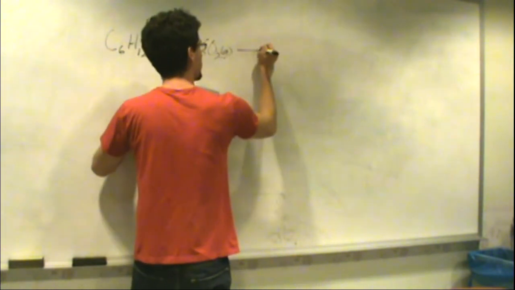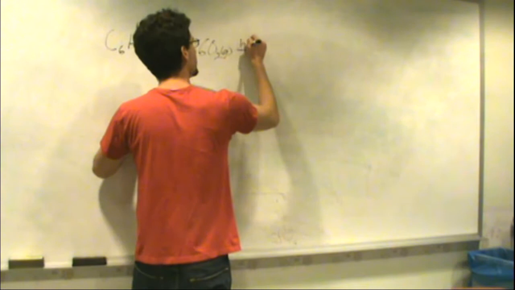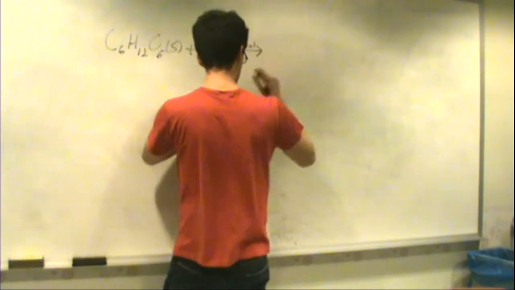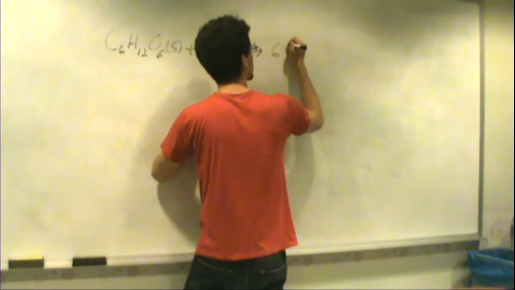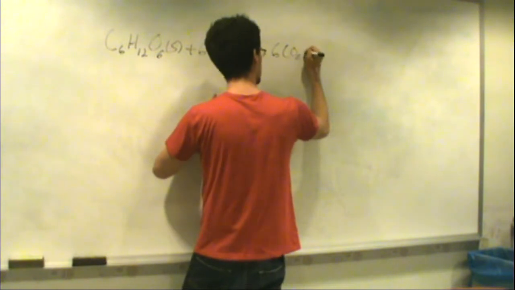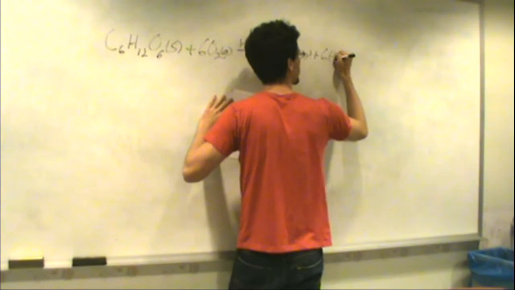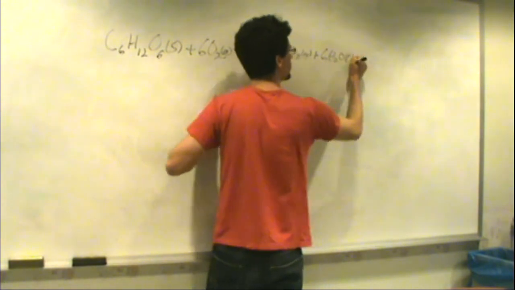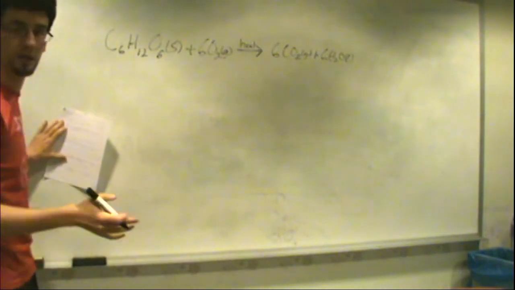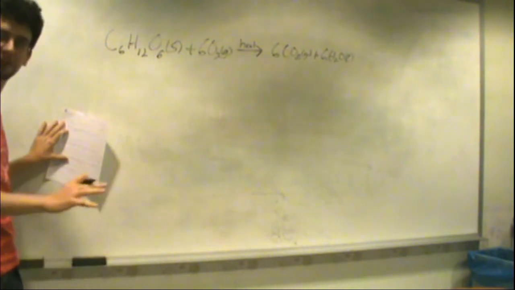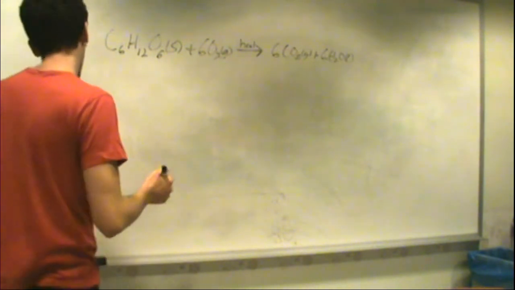So we react that with oxygen. We also have heat in here. What ends up happening is we have 6 moles of CO2 produced, along with 6 moles of H2O. Now this is a given equation. If you're going to have to go through and balance the equation, you should be able to do that.